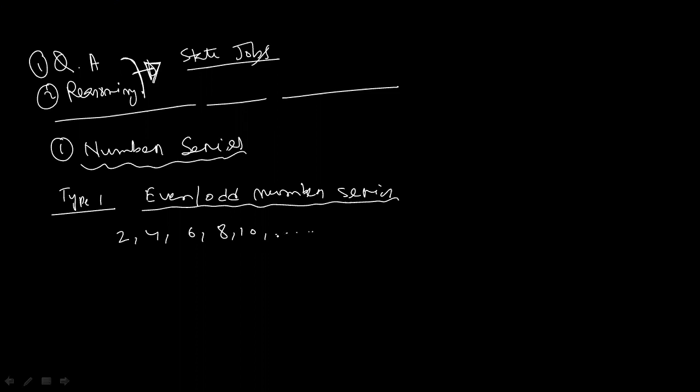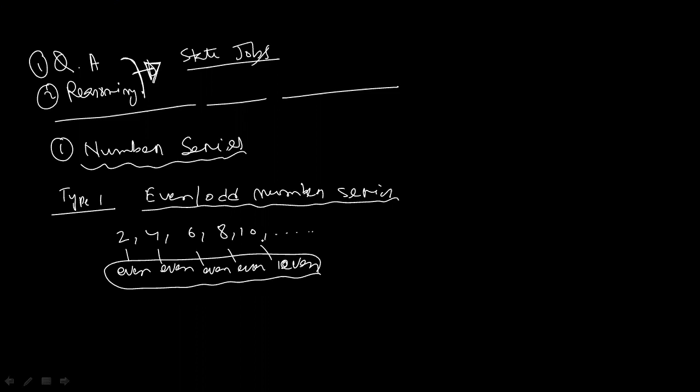Then if you look at the series, see this one here, 2 is an even number. Then 4 is also an even number, 6 is also an even number, 8 is also an even number, 10 is also an even number. And they are consecutive even numbers. So the next number will be 12. So 12 will be the next even number. So this is an even number series.